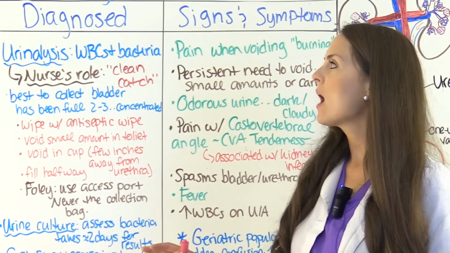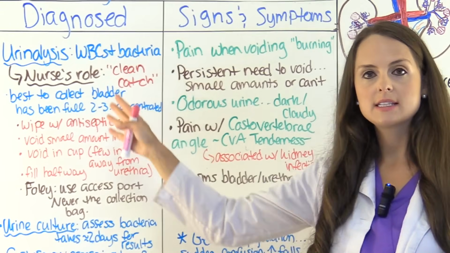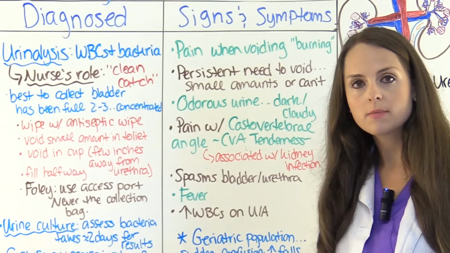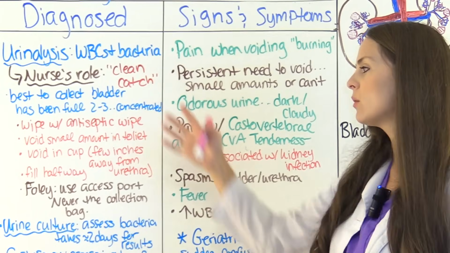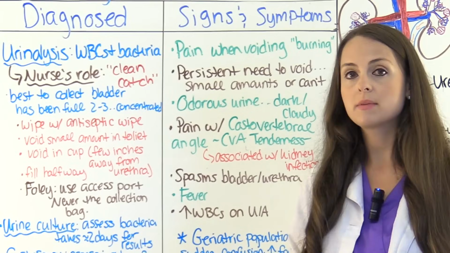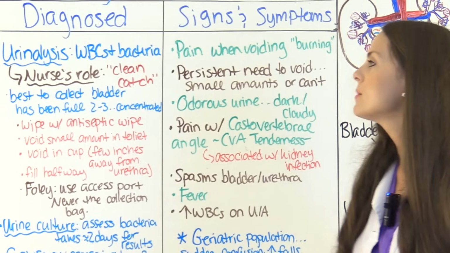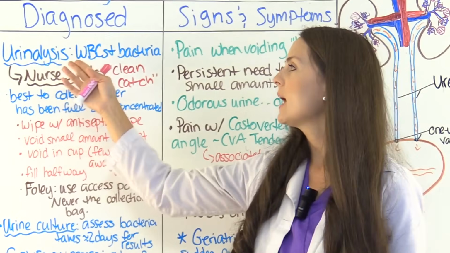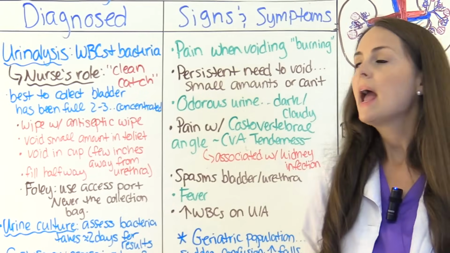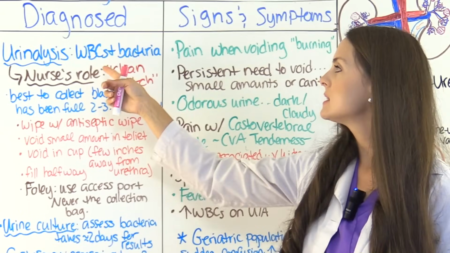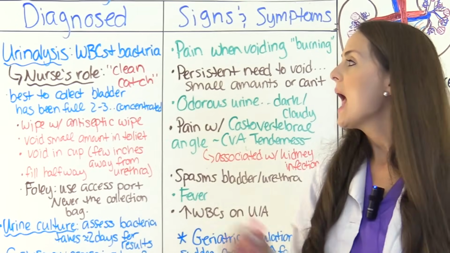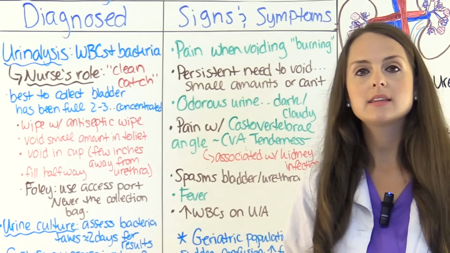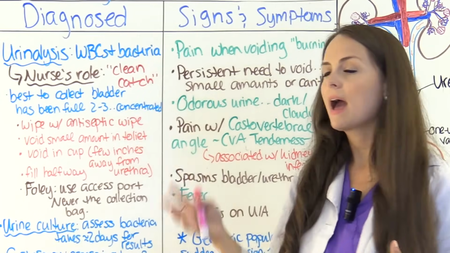Now let's look at how a urinary tract infection is diagnosed, because as a nurse you need to be familiar with tests the physician may order, because you're going to be playing a role in collecting some of these specimens. The biggest thing ordered to help diagnose a UTI is a urinalysis, also called a UA, and it's going to check for white blood cells and bacteria. Your role as the nurse is to collect this via the clean catch method.